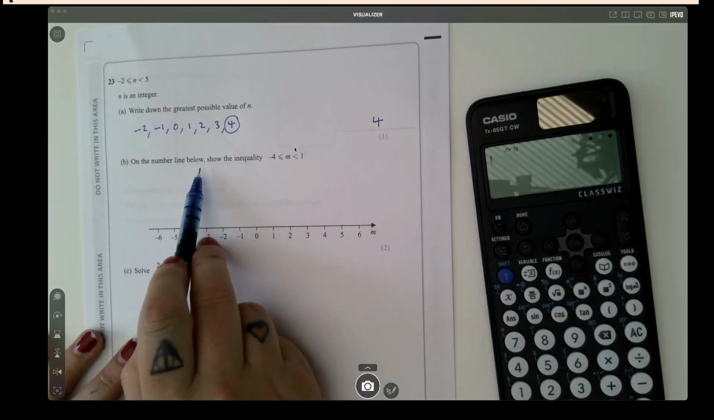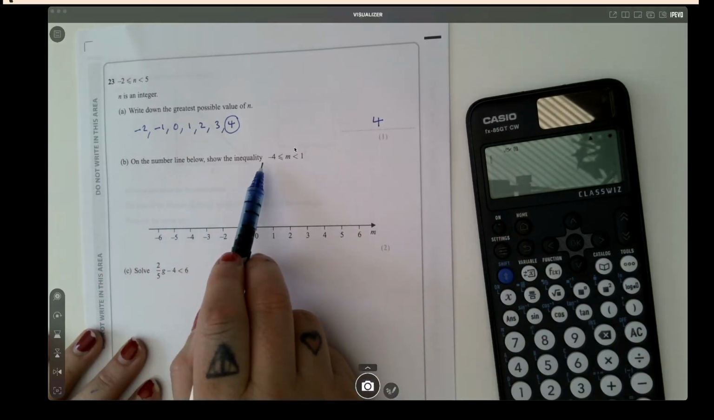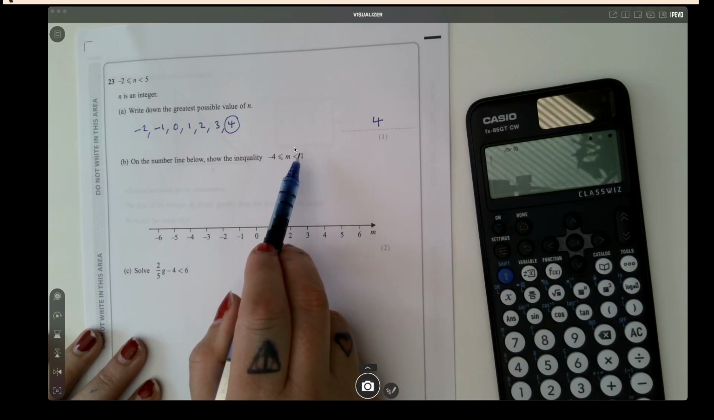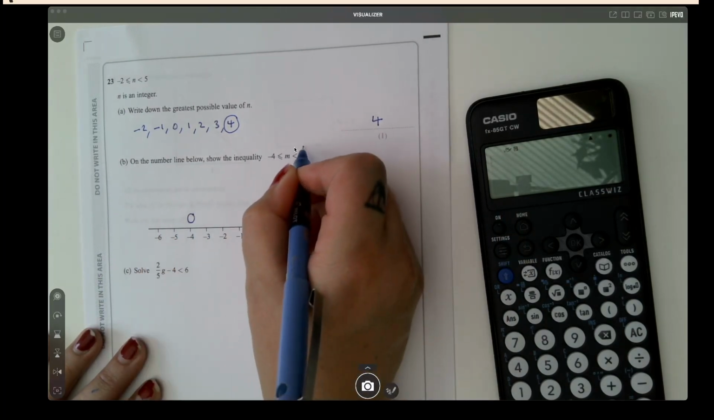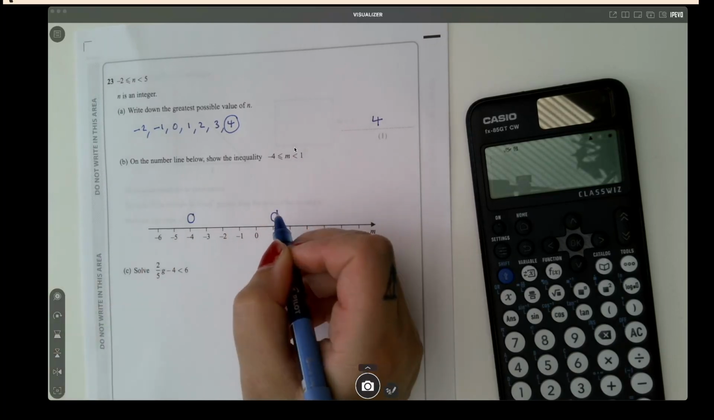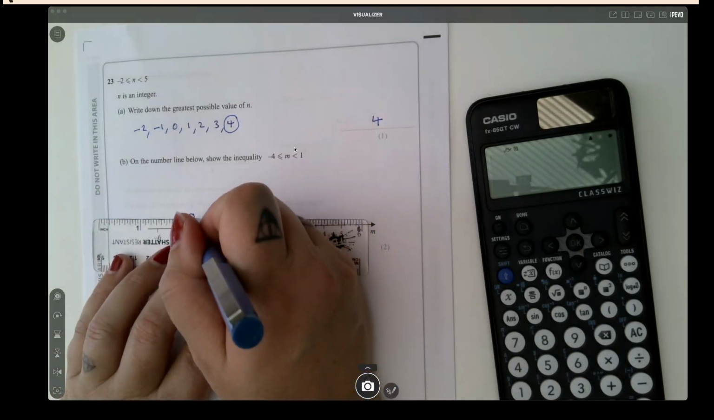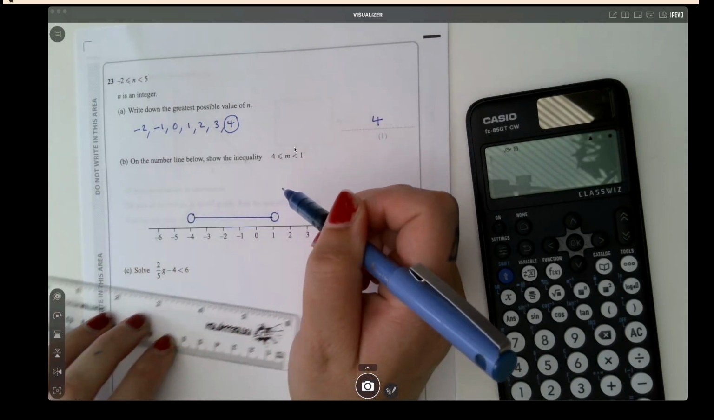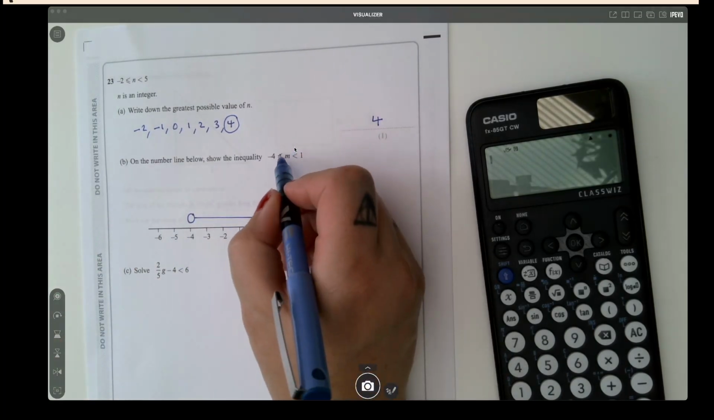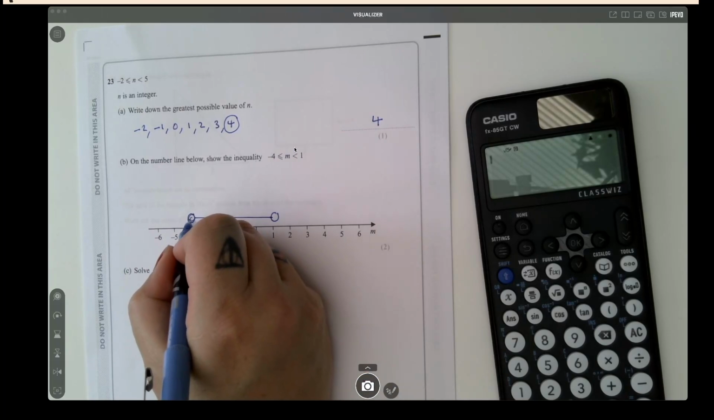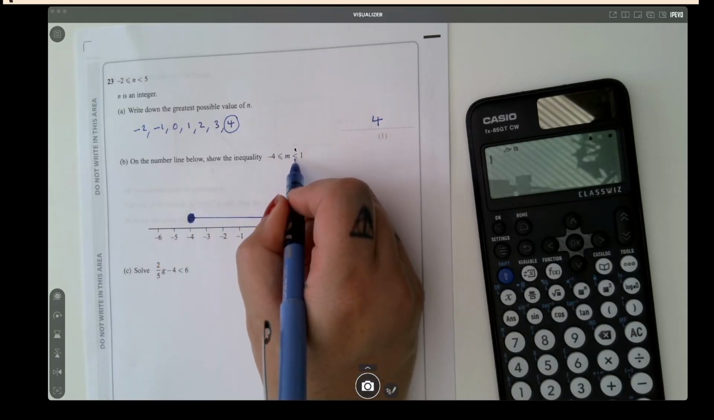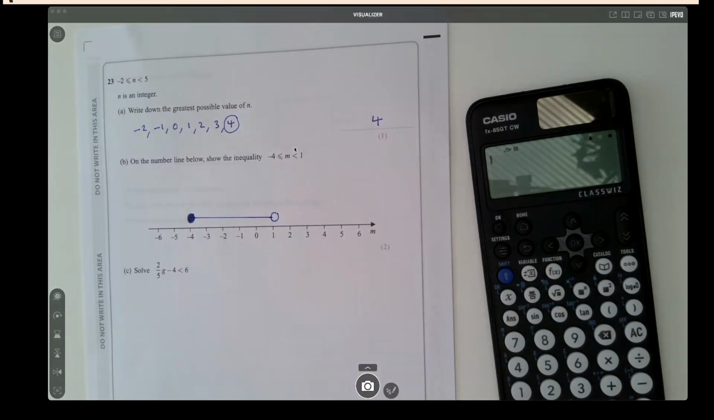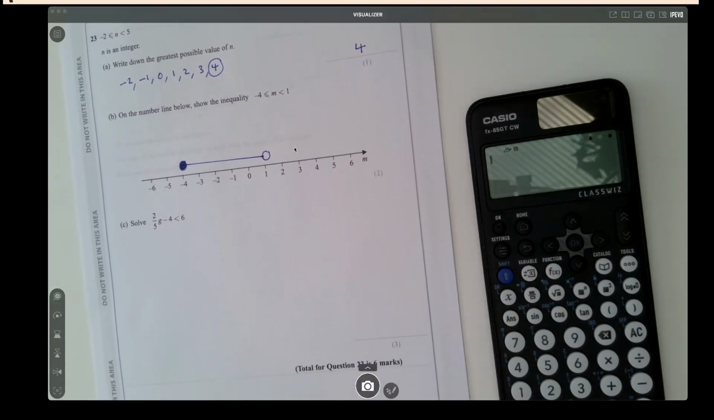On the number line below, show this double inequality. So we need a circle at -4 and we need a circle at +1. We're going to join these two together, but we just need to check whether or not we need to fill those circles. This is a less than or equal to sign, so we need to fill that circle. This one doesn't have an equal to line underneath it, so we're going to leave that circle empty.